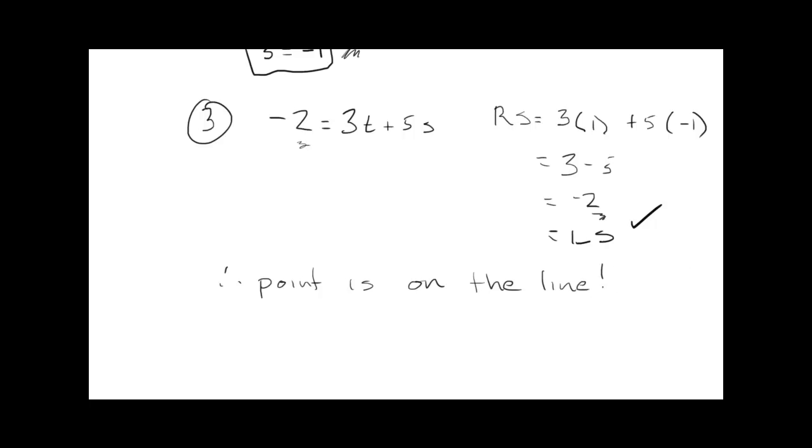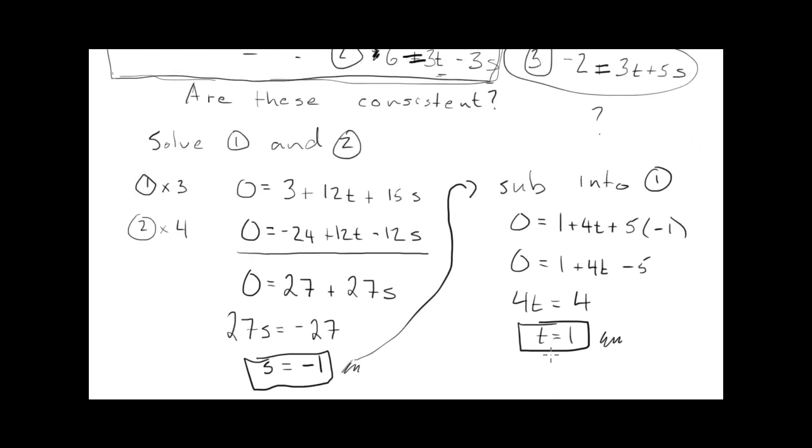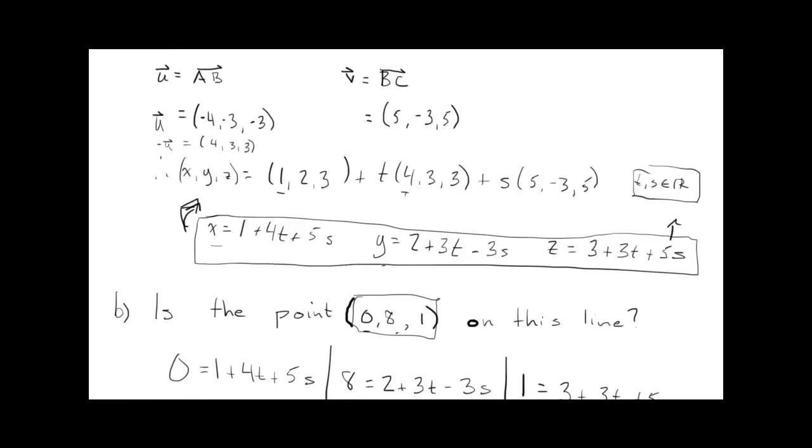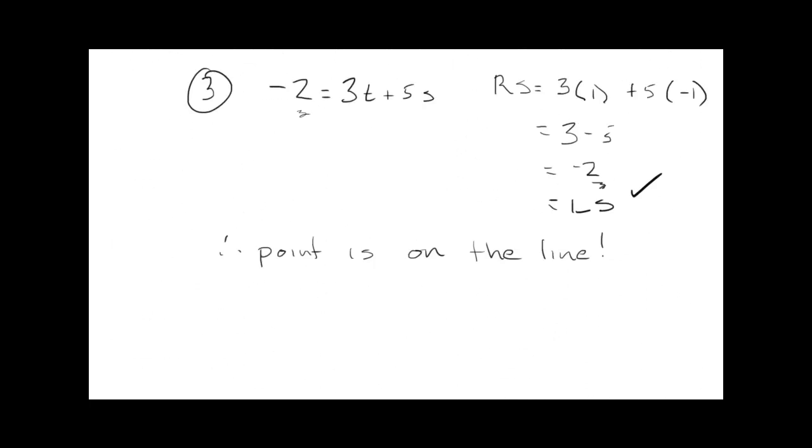Okay, so what that means, just to sort of show you what it means. That means if we let t equal 1, s equal -1, and put that into the vector equation. Remember, this was the original vector equation right here. So t equals 1, s equals -1, we would have got this point right here. So therefore it is on the line. So that's what it means for a point to be on a line. So it's pretty tricky, right? Well, not tricky, but it's a lot of work.